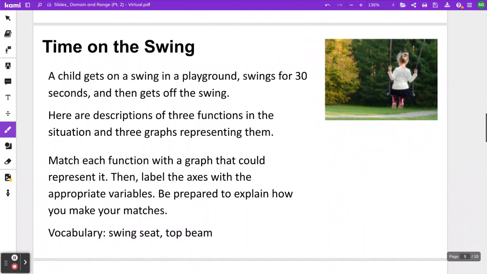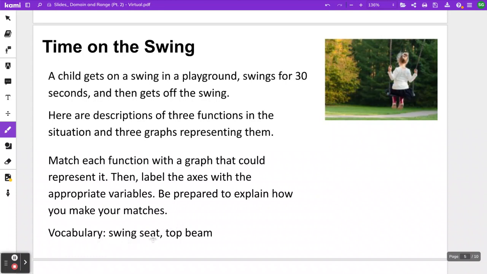For the first part of this lesson, our main focus is going to be the situation about a swing. We've got a child who gets on a swing in a playground, swings for 30 seconds, and then gets off the swing. Here are descriptions of 3 functions and the situations and the 3 graphs representing them. The first thing we're going to do in a moment is match these 3 functions with the 3 graphs that could represent them. After we've done that matching, I'm going to have you do some labeling on the graph. Before we look at these 3 descriptions, just some vocabulary I want to make sure you're aware of.